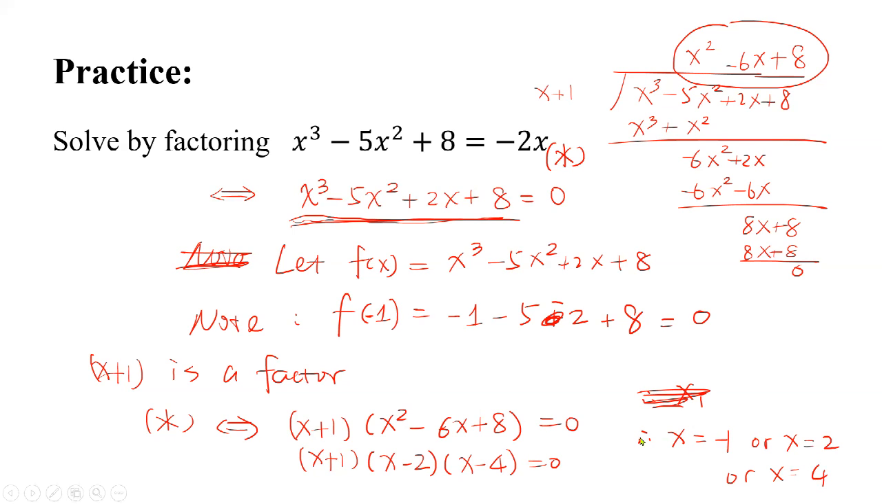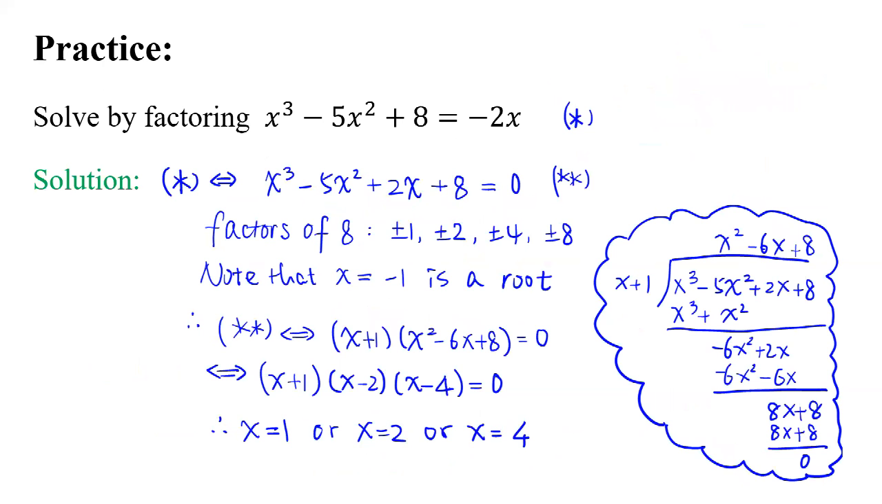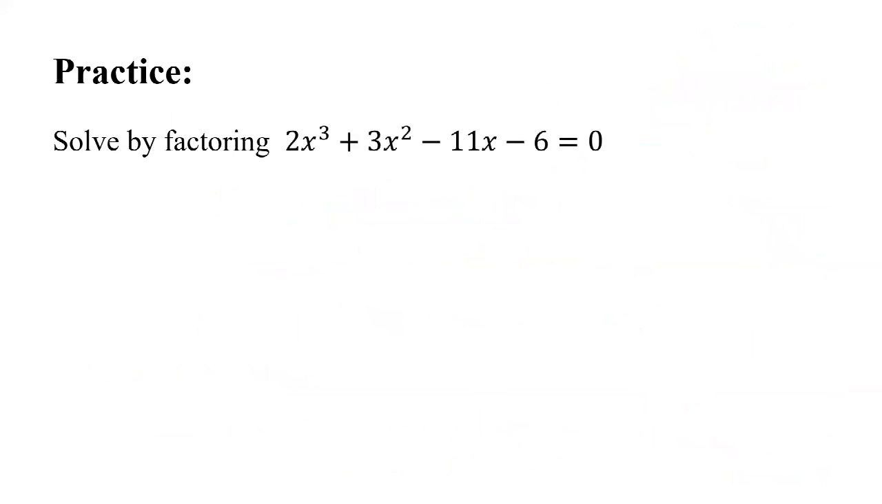Okay, any questions? Okay, if you don't have any questions, let's have a look at the next question. Solve by factoring. 2x cubed plus 3x squared minus 11x minus 6 equals 0. Okay, I'll give you 3 minutes to think about it.